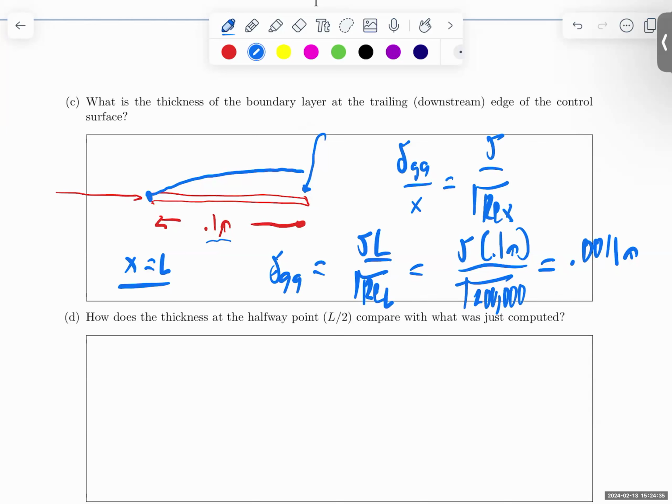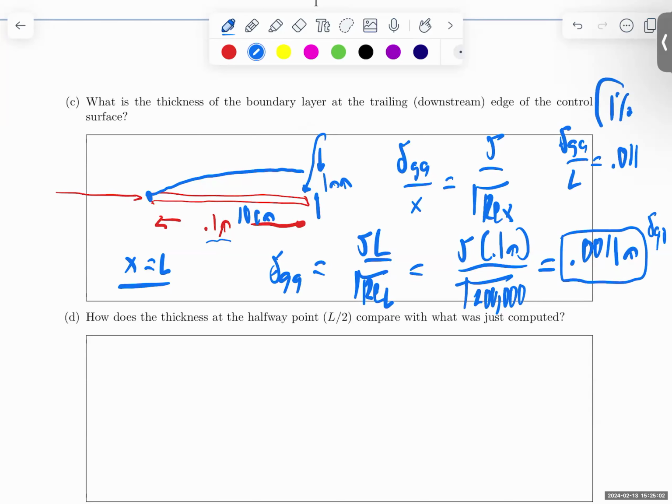Let's think about it this way, it's easier to think about. 10 centimeters this way, and almost exactly, not quite, 1 millimeter this way. So this is the physical distance. This is delta 99. Just thinking of the relative thickness, if we do delta 99 divided by the length of the plate, so I'm going to divide this by 0.1, we get 0.011. Basically 1%. It's a 1% thick boundary layer, which is pretty thin.